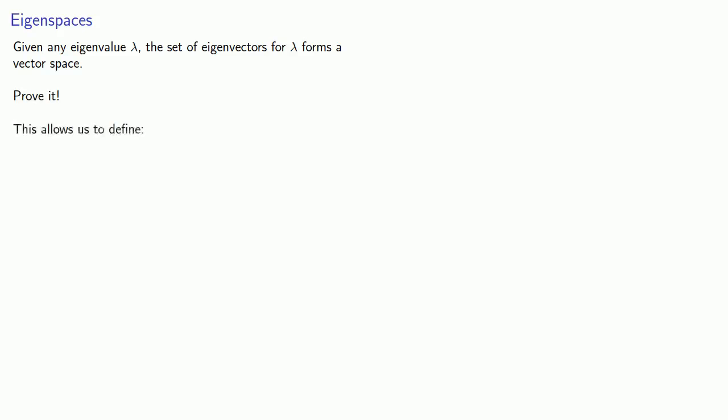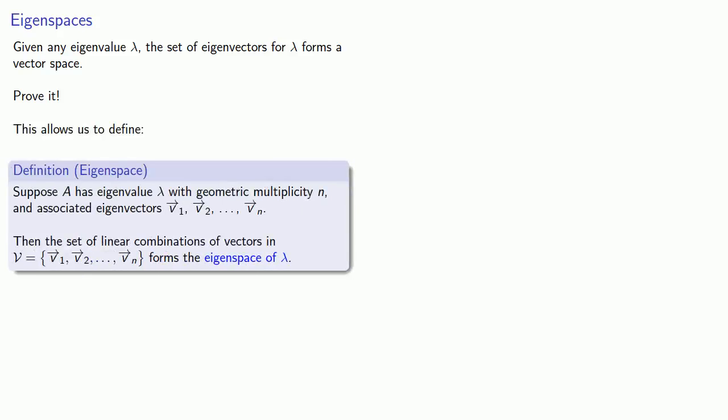And we close with the following idea. Given any eigenvalue lambda, the set of eigenvectors for lambda forms a vector space. And this is something that you should prove. This allows us to define an eigenspace. Suppose A has eigenvalue lambda with geometric multiplicity n and associated eigenvectors v1, v2, and so on. Then the set of linear combinations of vectors in our set of eigenvectors forms the eigenspace of lambda.